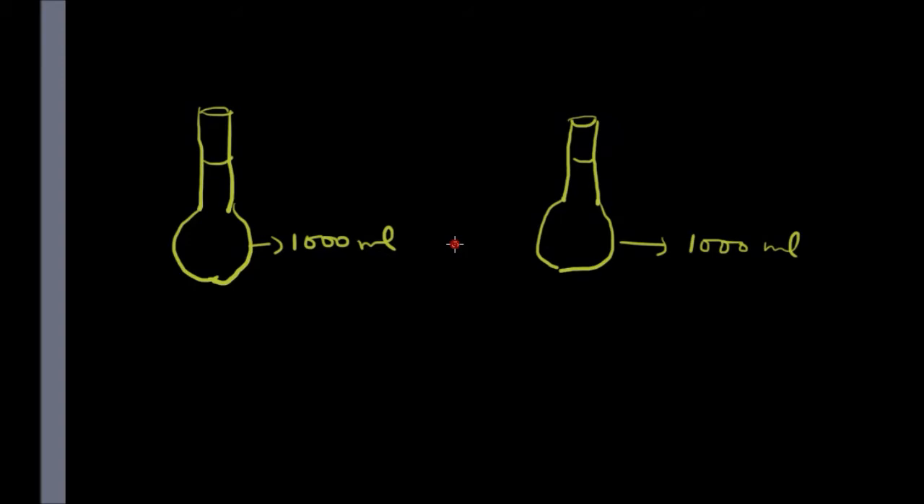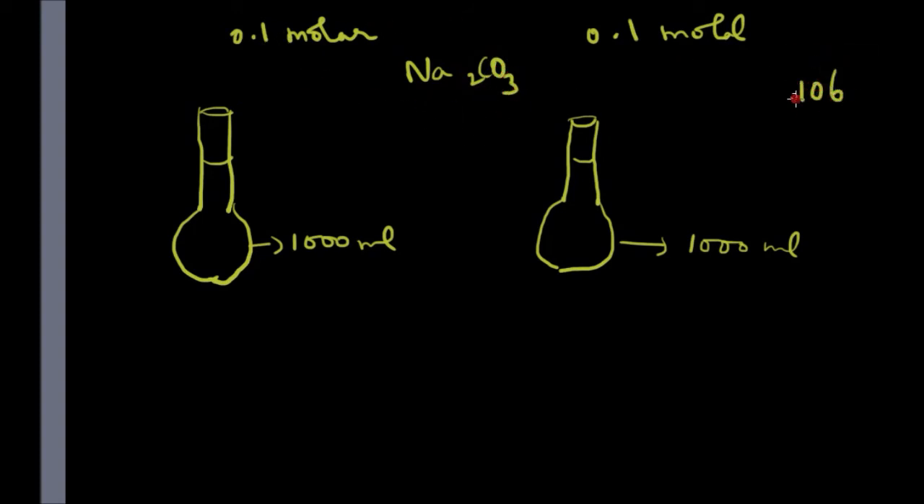Of course, you have to excuse me for the diagram. Now, using the standard flask, we are going to prepare 0.1 molar and 0.1 molal solutions of sodium carbonate. Sodium carbonate molar mass is 106. So, for 0.1 mole, we have to weigh 10.6 grams. So, I weigh exactly 10.6 grams of sodium carbonate and then put a funnel on this.